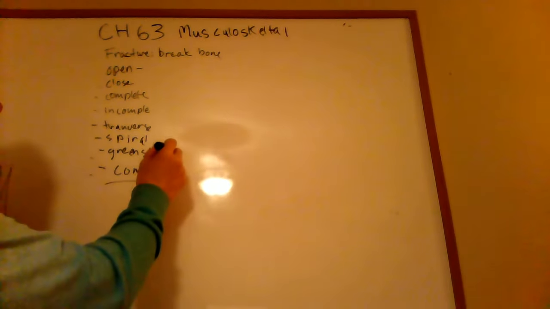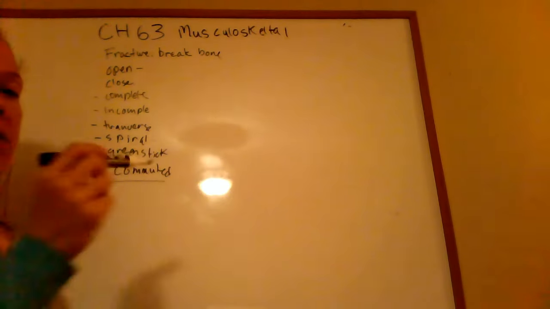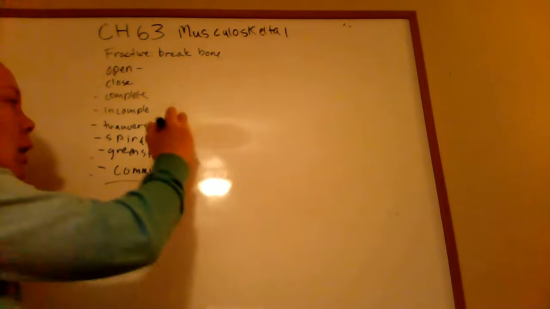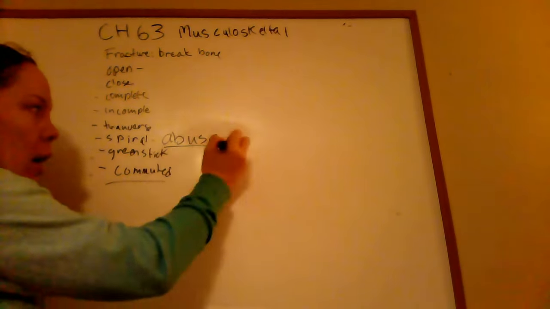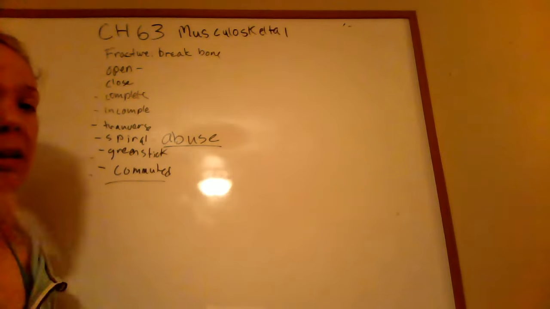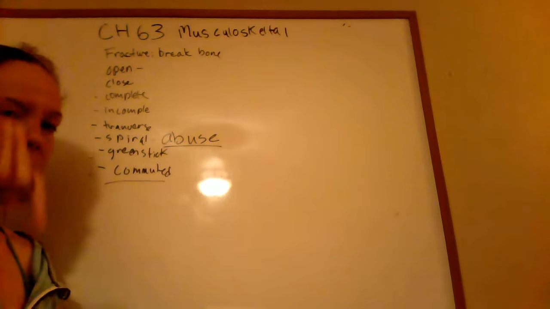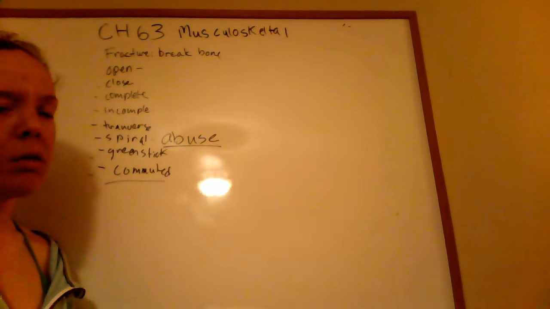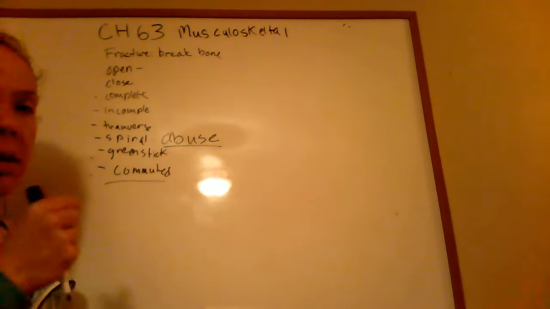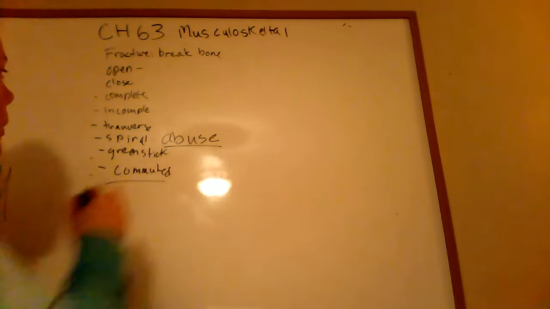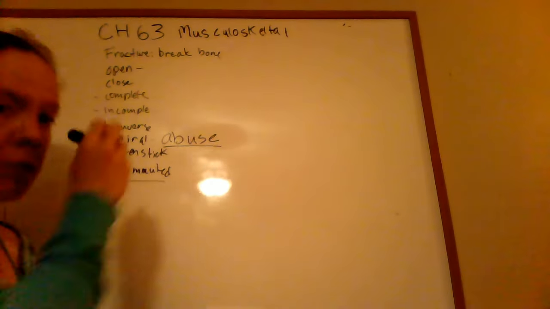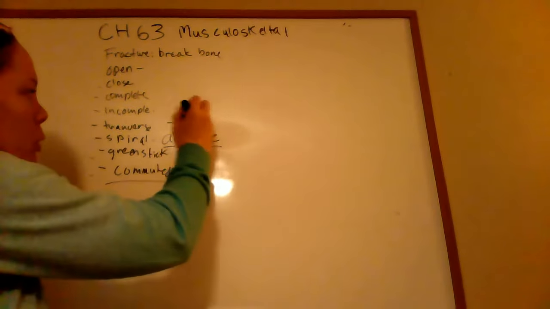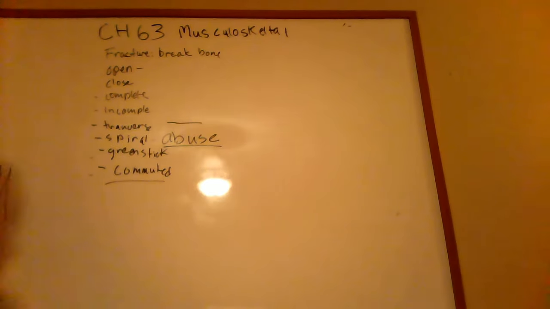This would be categorized as an incomplete break. A spiral is usually seen in abuse, so that's a good indication of abuse because it's very traumatic, and it actually spirals down the bone. It is also associated in sports injuries, but again, it's very much abuse. And then transverse is just like it sounds like, a transverse line, so it's going straight across, and that's a complete break as well.